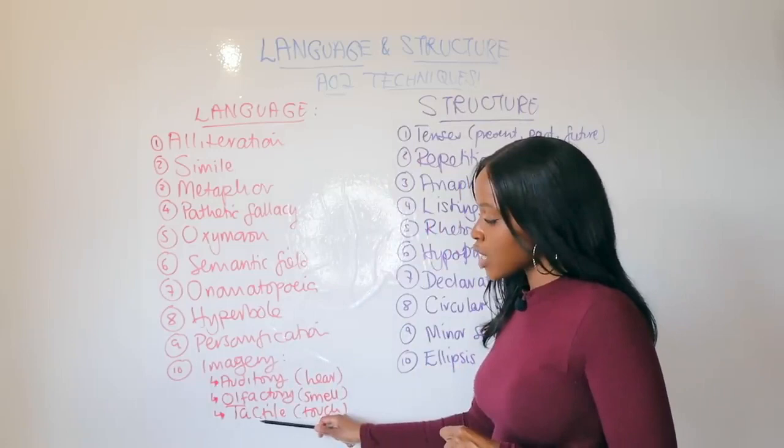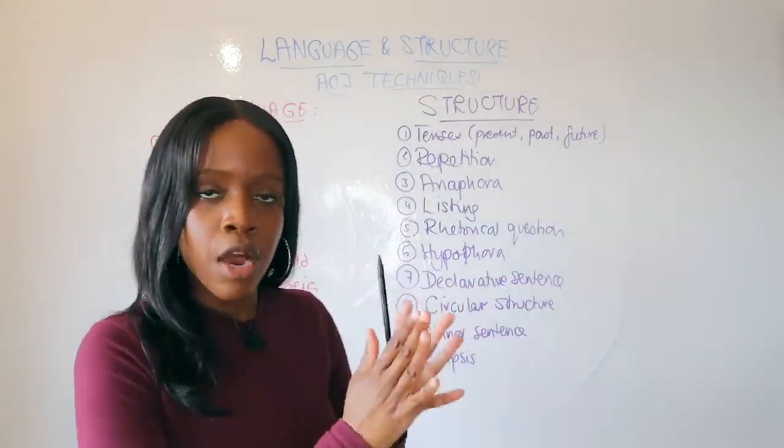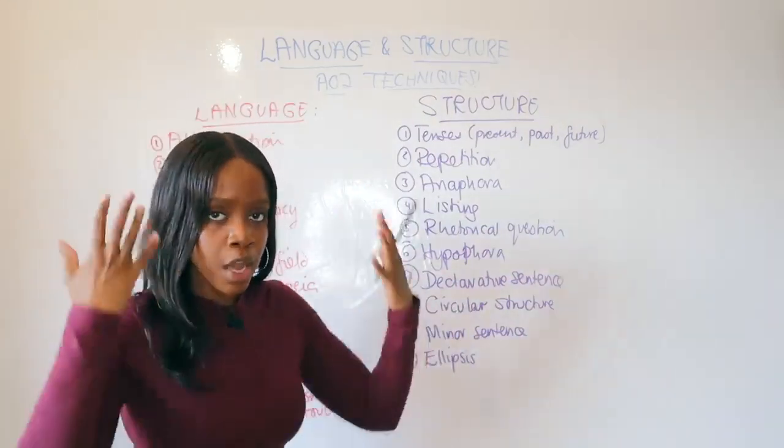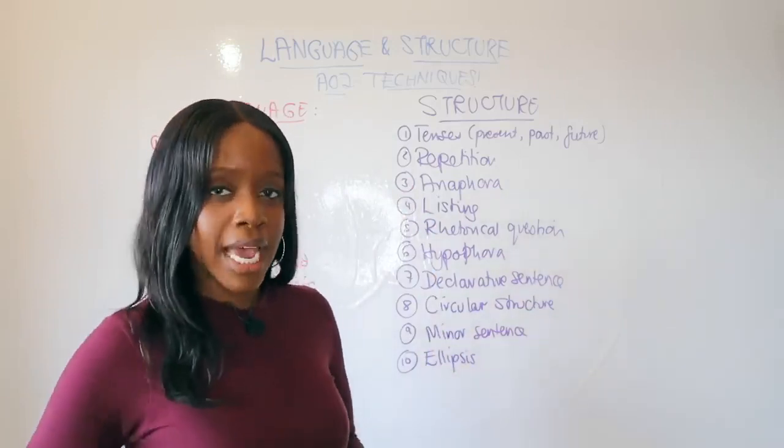And also writers love to use tactile imagery, okay? For example, smooth or rough surfaces. This relates to what we can feel when we touch something. Obviously, all of this is painting an image in the reader's mind. If you forget everything else, remember those 10 language techniques.